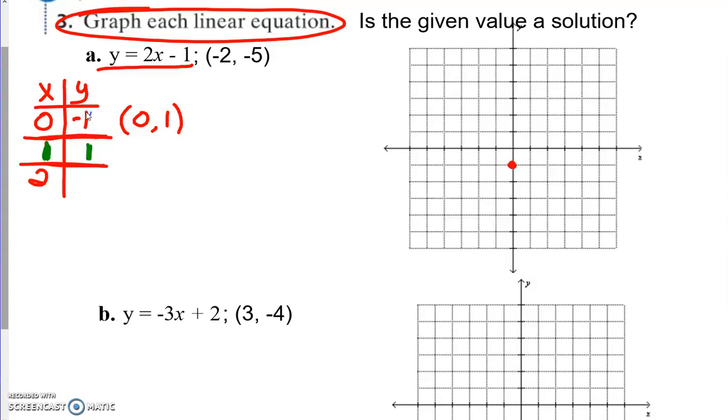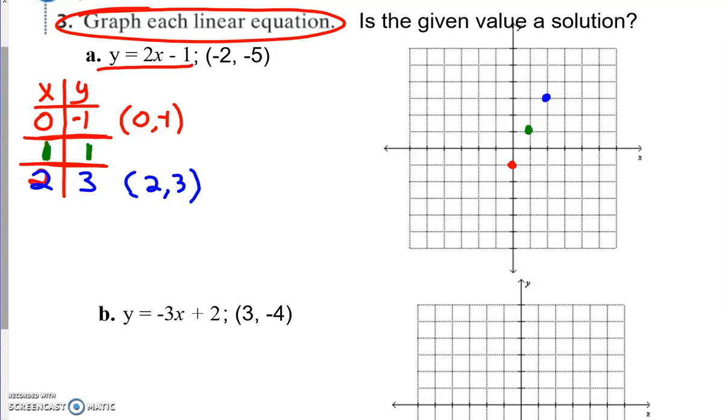When x is 1, y is 1. So I'd get this point right here. Third one, when x is 2, y is 3. So when x is 2, I walk 2 and I climb 3. 1, 2, 3. Okay, I have at least 3 points and they connect nicely in a nice straight line.